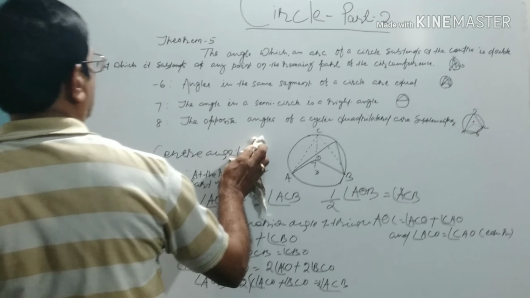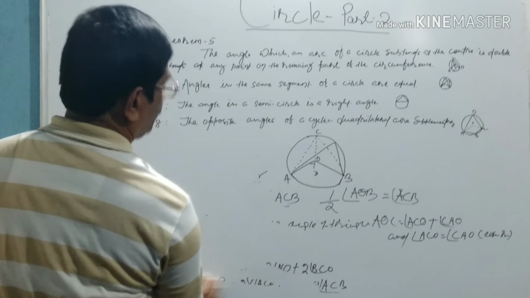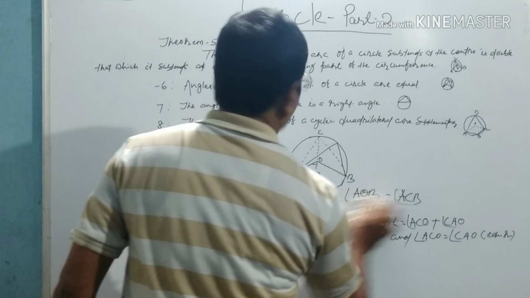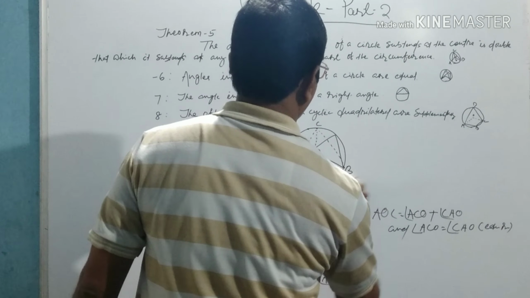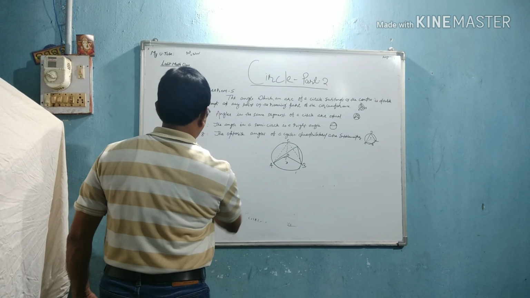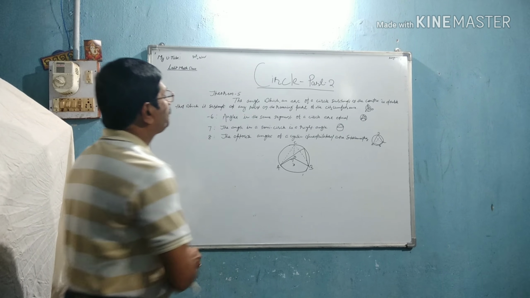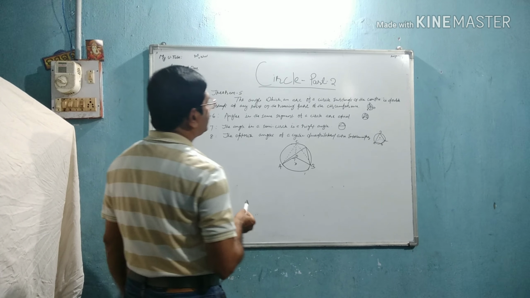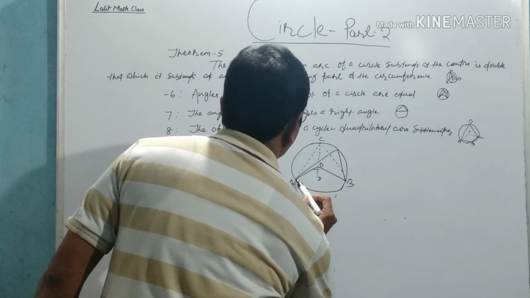Now come to the second theorem. In the second theorem, it is given that angles in the same segment are equal. I am telling you the same thing that I have already told in the third theorem: angles in the same segment are equal, and we have drawn this one.